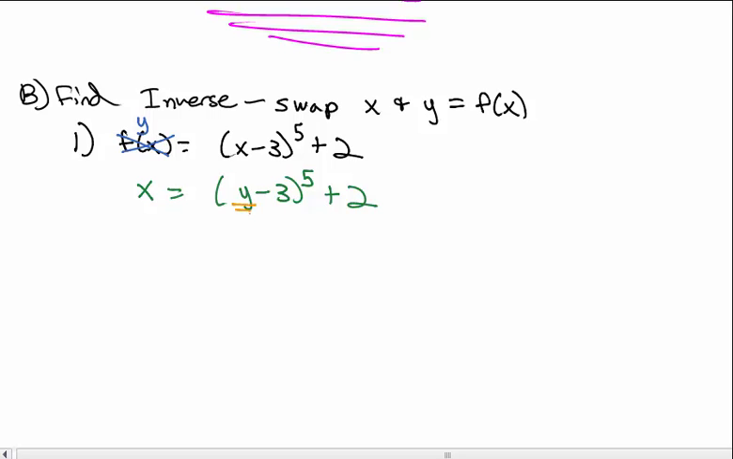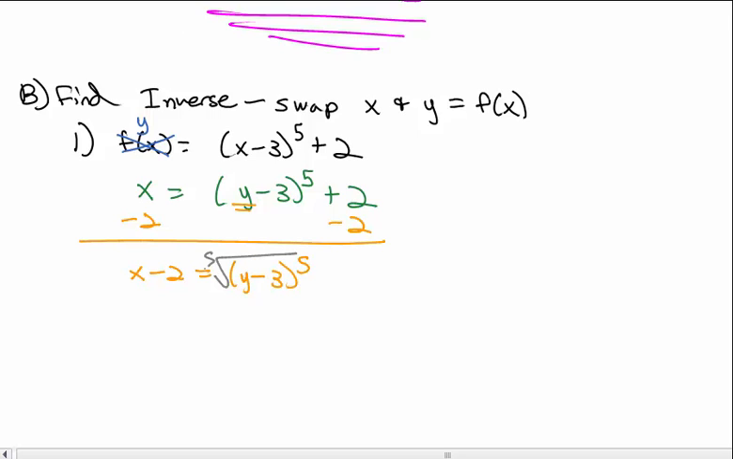Generally, equations are solved for y, so we're going to do that here as well. We're going to solve our function for y, and we do that by subtracting 2 from both sides. x minus 2 equals (y minus 3) to the 5th.